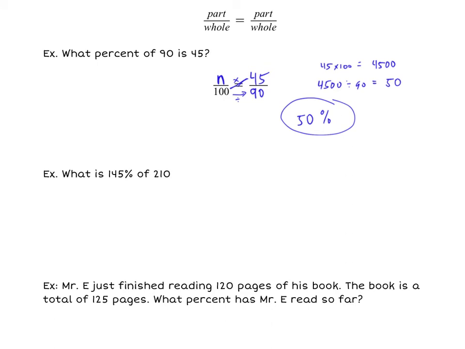Another example. What is 145% of 210? So again, we're going to set up a proportion. One of them is going to have 100 on the bottom because we're talking percents. So your proportions in all of these, one of them is going to have 100 on the bottom. So what's going to go on the top or bottom of one of these? 145. It's 145%, so 145 goes on top because it's percent.